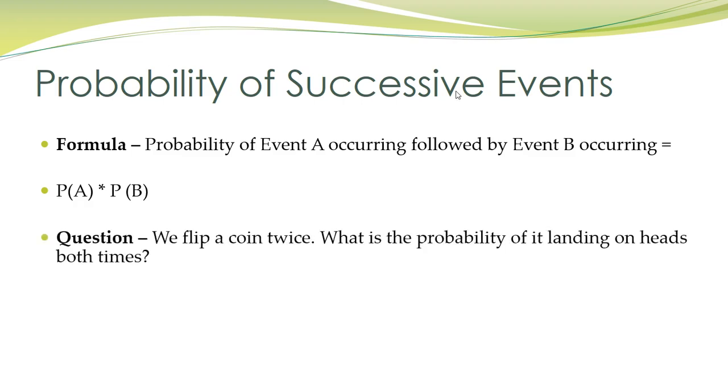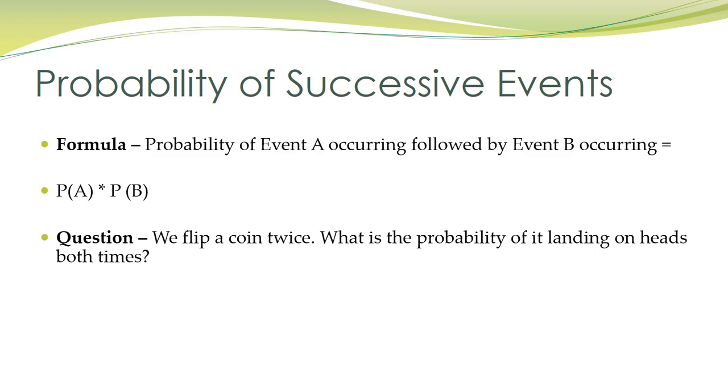So let's just take a very simple example. You probably already know enough in order to calculate this, even if you've never had any exposure to probability before, because it's very simple. Here's the question. We flip a coin twice. What is the probability of it landing on heads both times? So we have event A, which is the coin landing on heads, and event B, which is the coin landing on heads again, essentially. So what is the probability of a fair coin landing on heads?